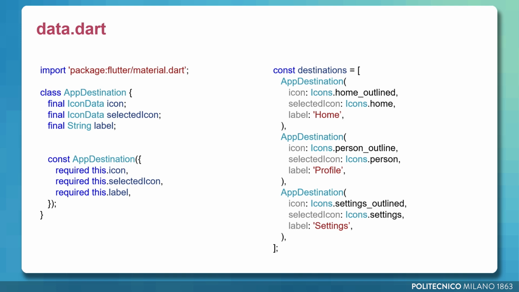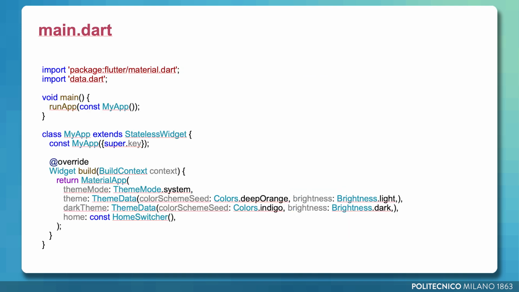Then we use this class to create the destinations needed in the app. Each destination includes an icon, a selected icon, and a label such as Home, Profile, and Settings. The icons are chosen from the standard material icons set. We can now move to the second file, the standard main.dart. We need to import two things, the usual material.dart and the previous file, data.dart, that contains the shared data we defined to avoid code duplication.